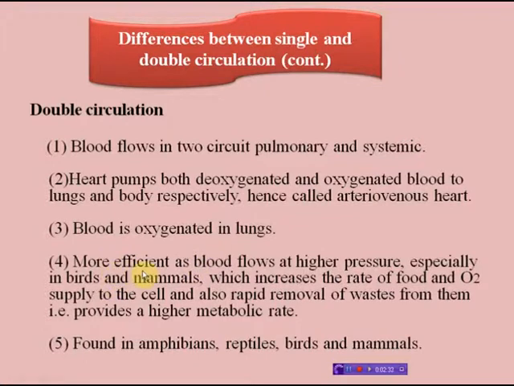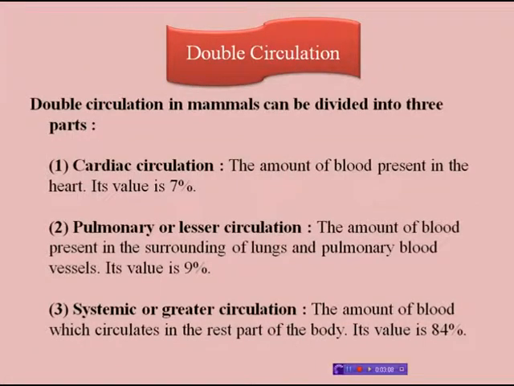Next, it is more efficient as blood flows at higher pressure, especially in birds and mammals, which increases the rate of food and oxygen supply to the cell, and also rapid removal of waste from them, that is, provides a higher metabolic rate. Next, this type of double circulation is found in amphibians like frog, reptiles, birds and mammals. Now, double circulation in mammals can be divided into three parts: cardiac circulation, pulmonary circulation and systemic circulation.